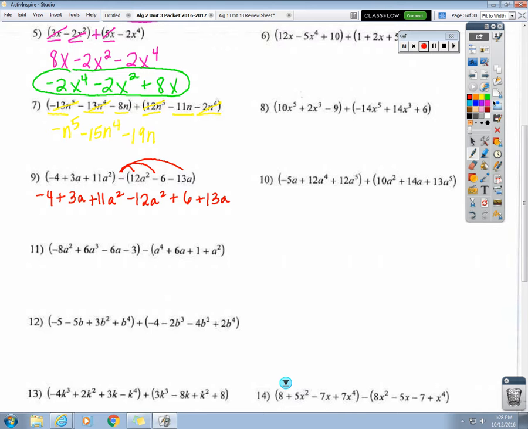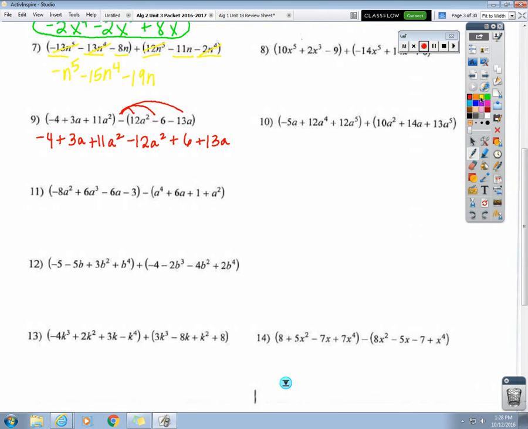Okay, now we're ready to combine like terms. So, negative 4 can combine with positive 6 and make a positive 2, right? And don't you already know positive 2 is a constant and all constants go at the end when you're writing them in standard form? So you can kind of start writing them in standard form as you go.